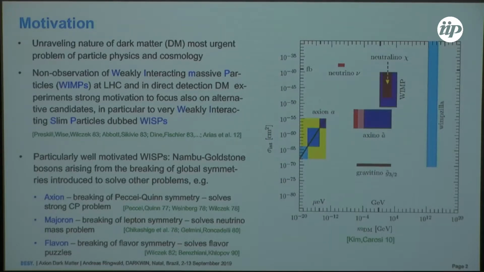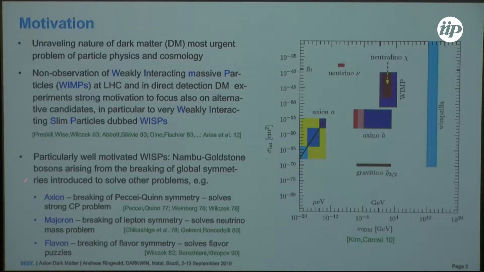Particularly well motivated WISPs are Nambu-Goldstone bosons arising from the breaking of global symmetries introduced to solve other problems. So for example, the axion, which arises from the breaking of a Peccei-Quinn symmetry, which would then solve the strong CP problem, or the Majoron, from breaking of lepton number symmetry, solving the neutrino mass problem, or the Flavon, from breaking of flavor symmetry, solving flavor puzzles. And moreover, there are even theories where the axion is at the same time a Majoron or at the same time a Flavon, and so on.